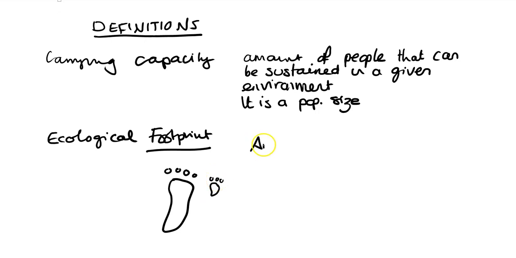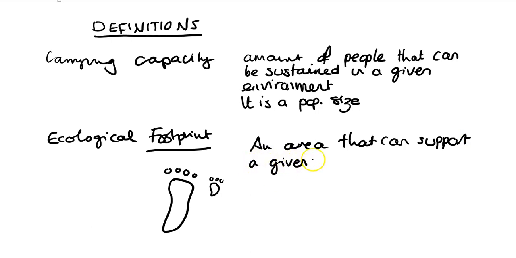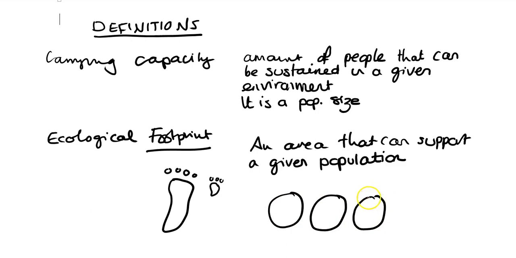So the footprint is an area that can support, and in this case, the number is fixed, so this can support a given population. We might be talking about your personal footprint, in which case the given population is 1, and then how much area do you need, 1 globe, 2 globes, 5 globes, to sustain that lifestyle. Okay, so how much area is needed to support a given population.